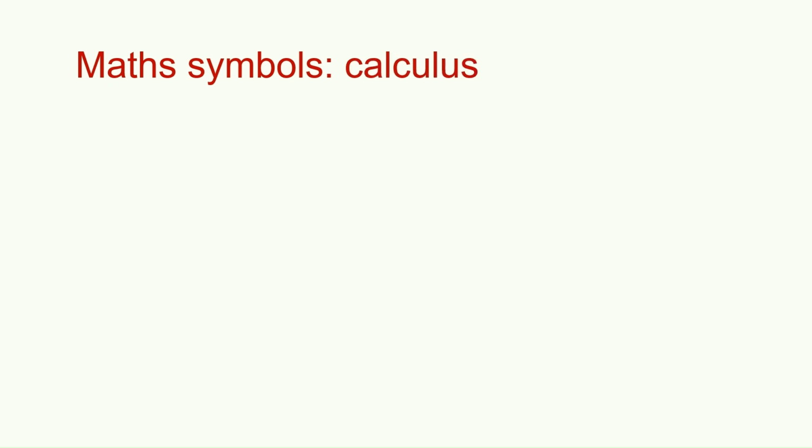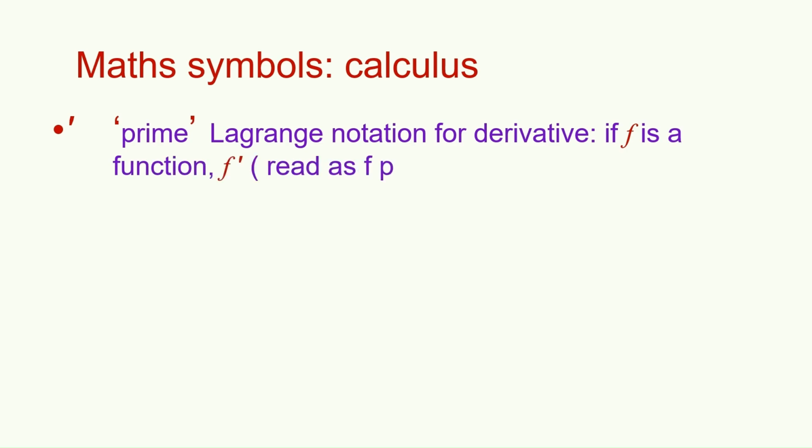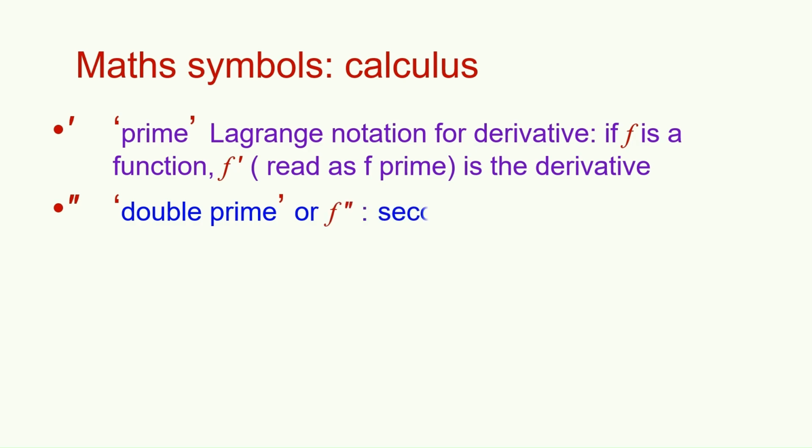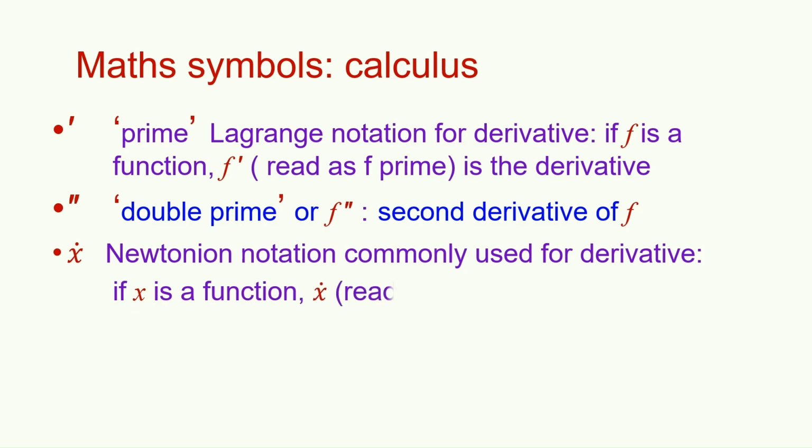Math symbols used in calculus. Prime notation: prime is a Lagrange notation for the derivative. If f is a function, f prime is the derivative. Double prime notation: f double prime denotes the second derivative of f. A dot over a letter denotes Newtonian notation, commonly used for the derivative. If x is a function, x dot is the derivative of x.